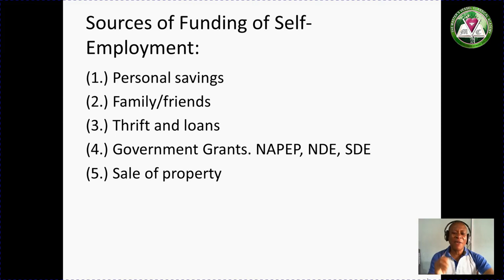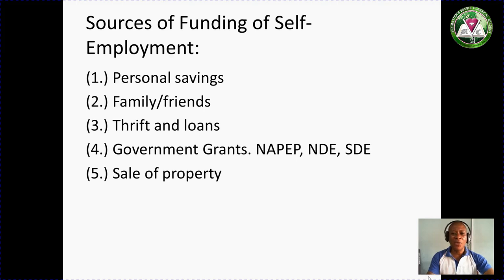So another avenue of generating money for our self-employed ventures includes government grants. By grants, we mean that government can give out money to people to enable them start up small-scale businesses without paying back. So any money that is a grant is not meant to be paid back.